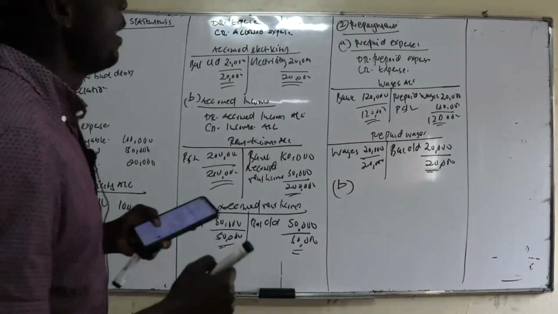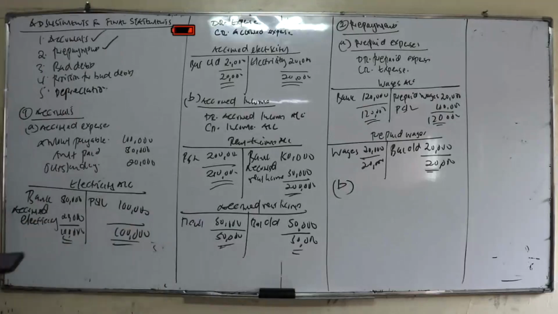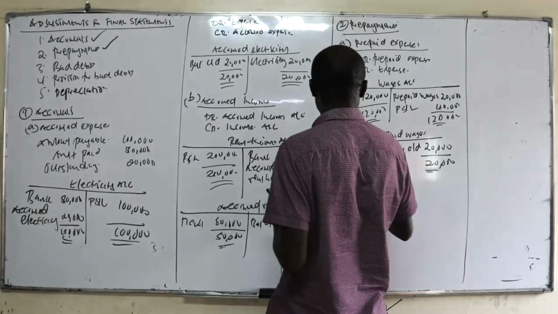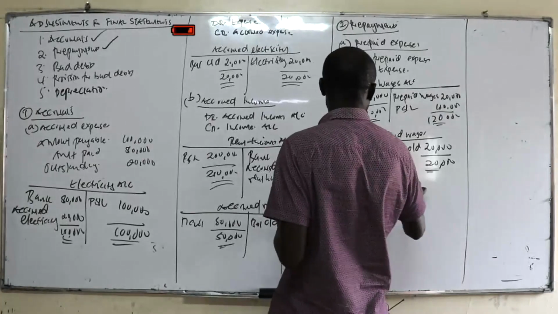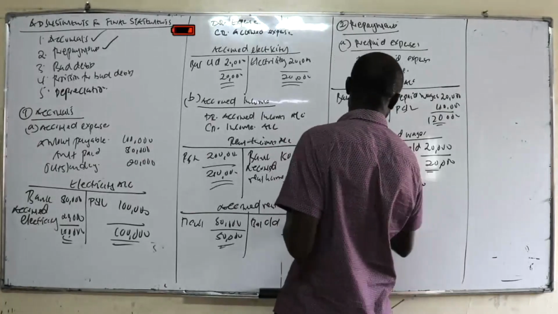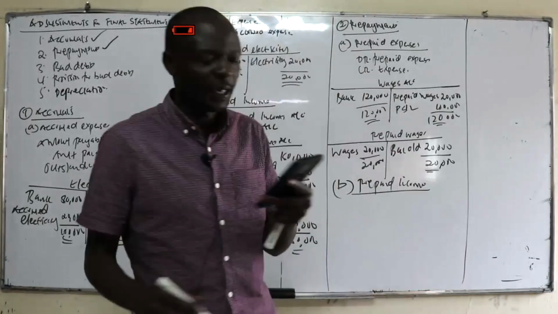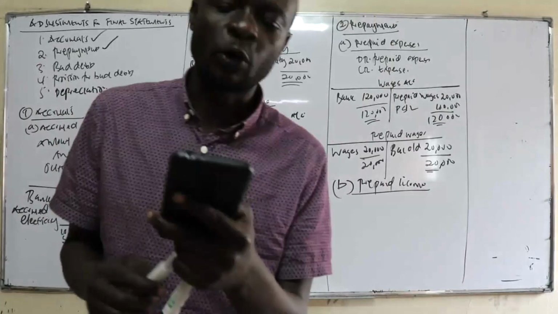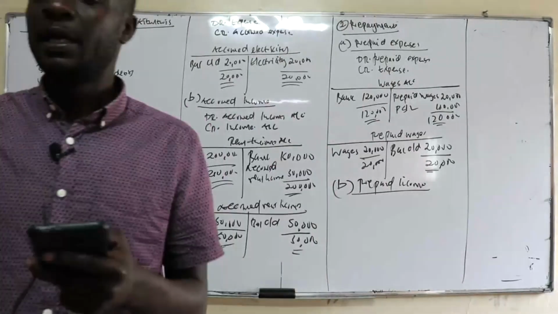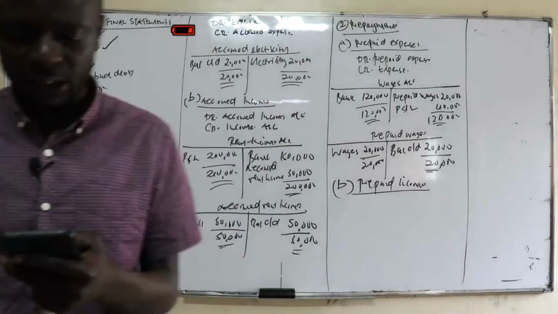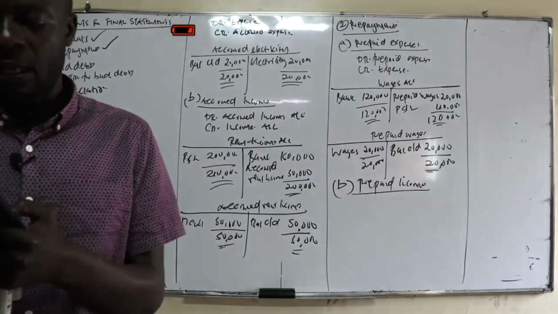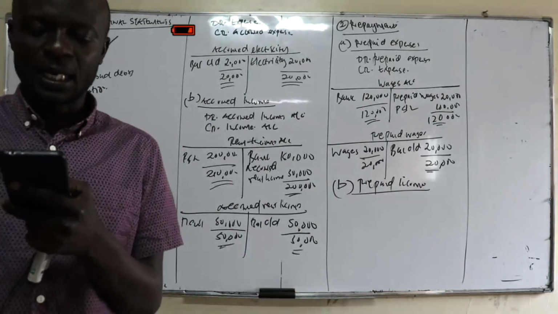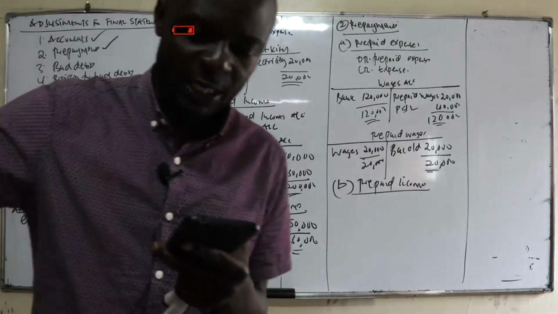Yes. And then we go to B, we have what we call prepaid incomes. So what is a prepaid income? A prepaid income is income that is not yet due, but cash has already been received for it. So this is income that is not yet due for receipt, but cash has been received for it. So it is like a prepaid income that is paid in advance.